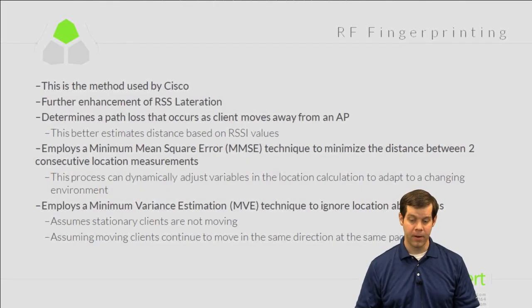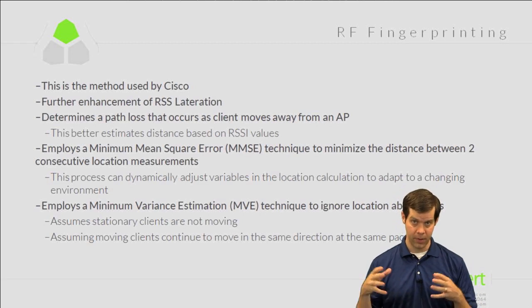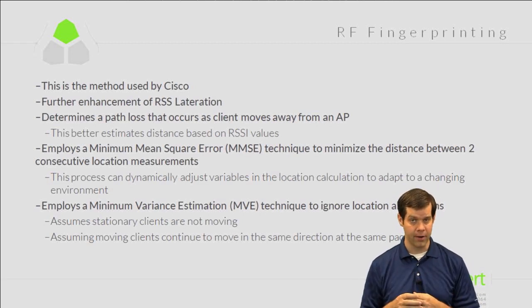So the next technique we'll talk about is RF fingerprinting. Now this is what's used by Cisco, so they'll tell you that's the best possible method you could use. There are a couple better methods, but based off of RSSI, this really is one of the best methods you can use. So the way it works, it's a further enhancement of the RSS lateration. So that would be the kind of triangulation or trilateration based off of RSSI values.